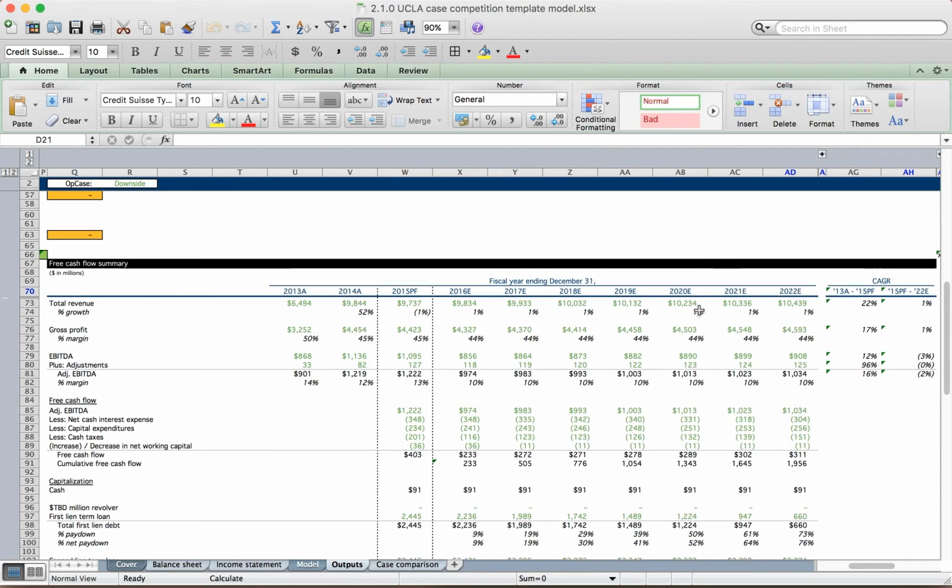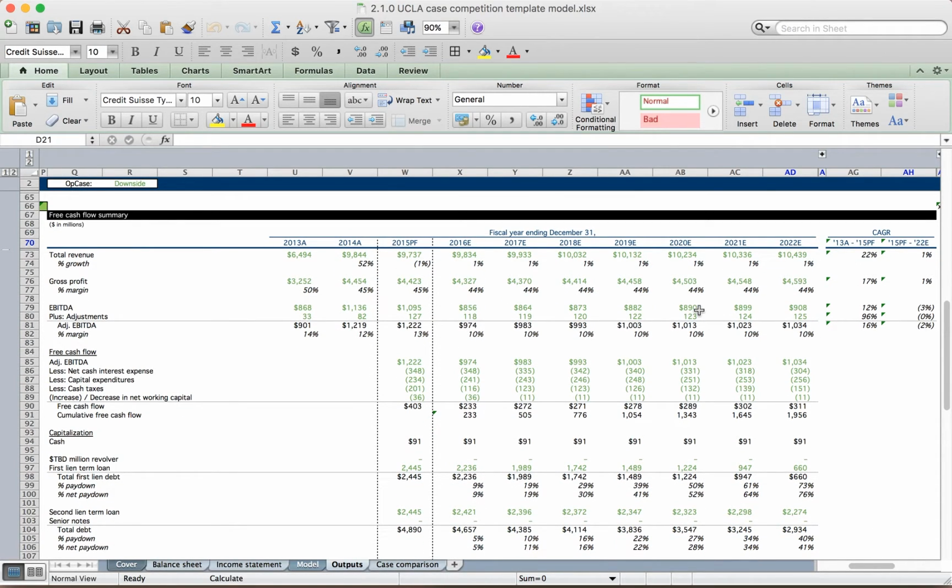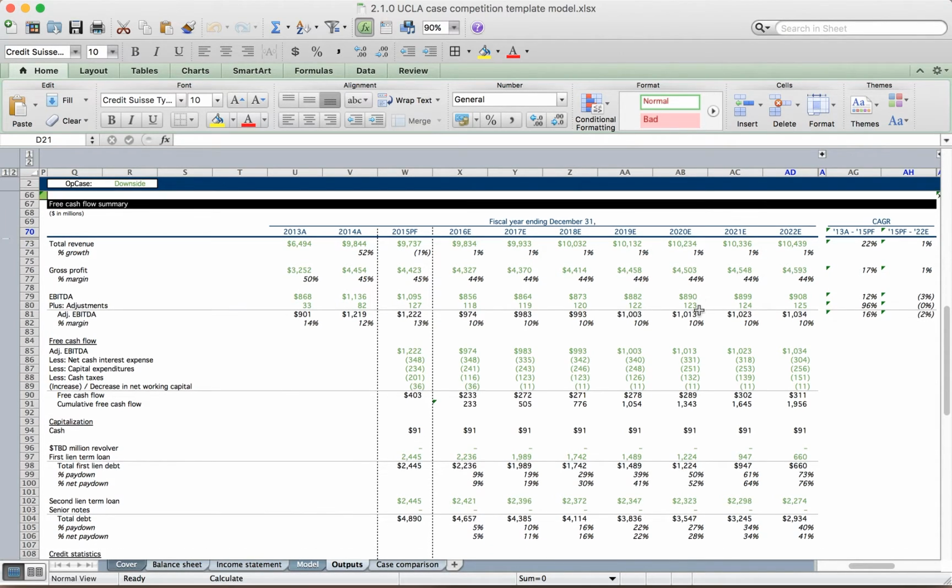Moving on to the free cash flow summary. This is where the bankers at Credit Suisse are going to look more at your projections and how they flow into the free cash flow that will then be available to pay down the debt. Because remember, the profitability from this leveraged buyout is coming from the ability to pay down the debt that we used to purchase this company and increase our sponsor's equity share.